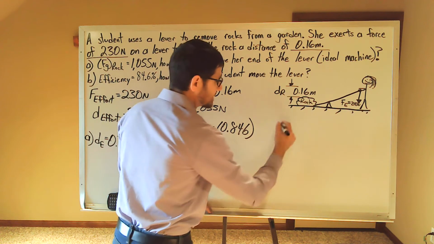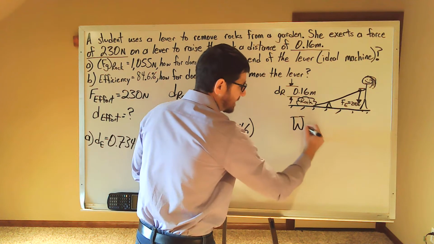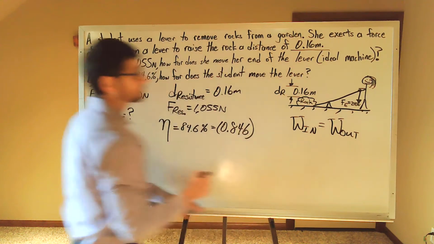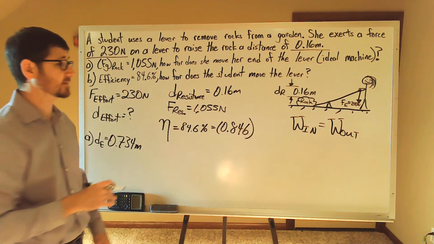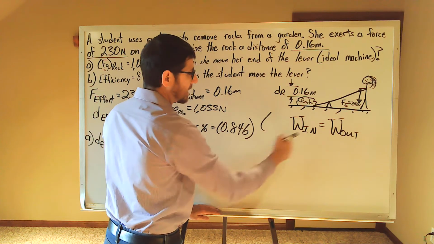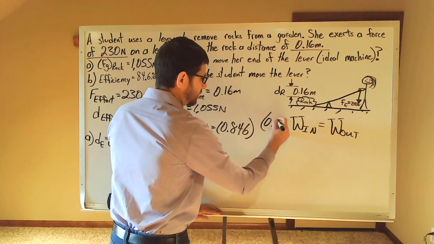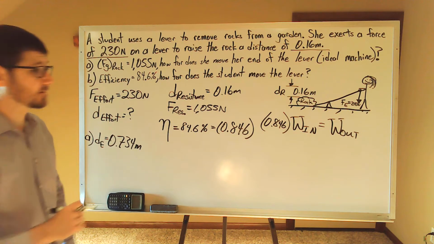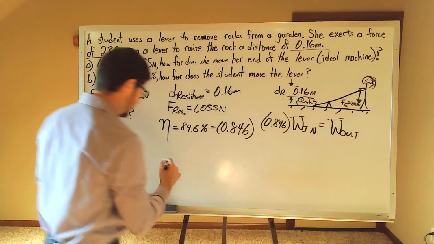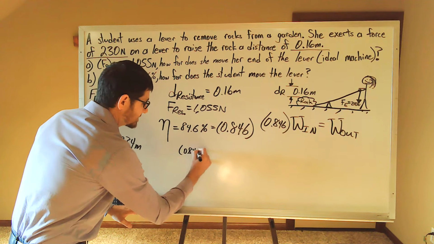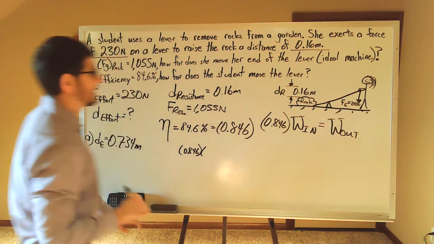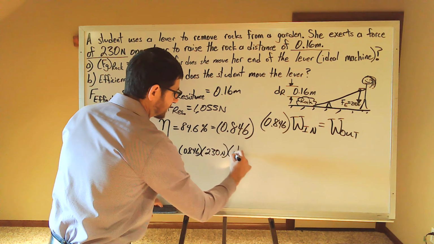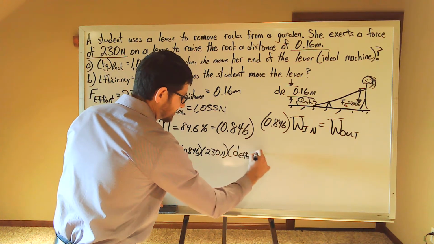Okay? And so since our input work is only 84.6% efficient, how we're going to set this up is very similar to last time, where for an ideal machine, our input work is equal to our output work. But it's only 84.6% efficient, so we're going to multiply our input work by 0.846. Okay? So I'm going to expand both sides of the equal sign here. 0.846 multiplied by our effort force, 230 newtons, multiplied by our effort distance.